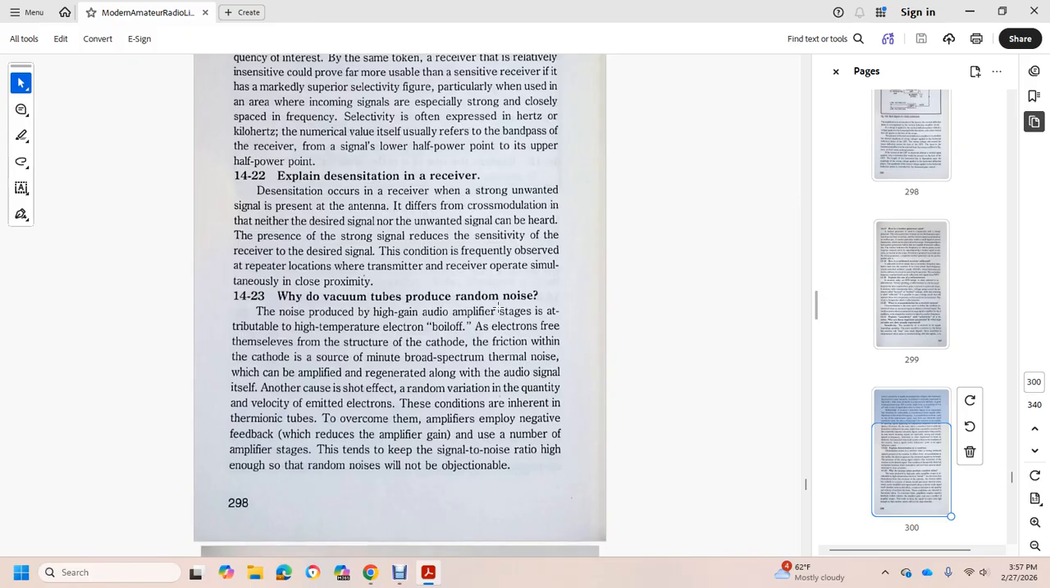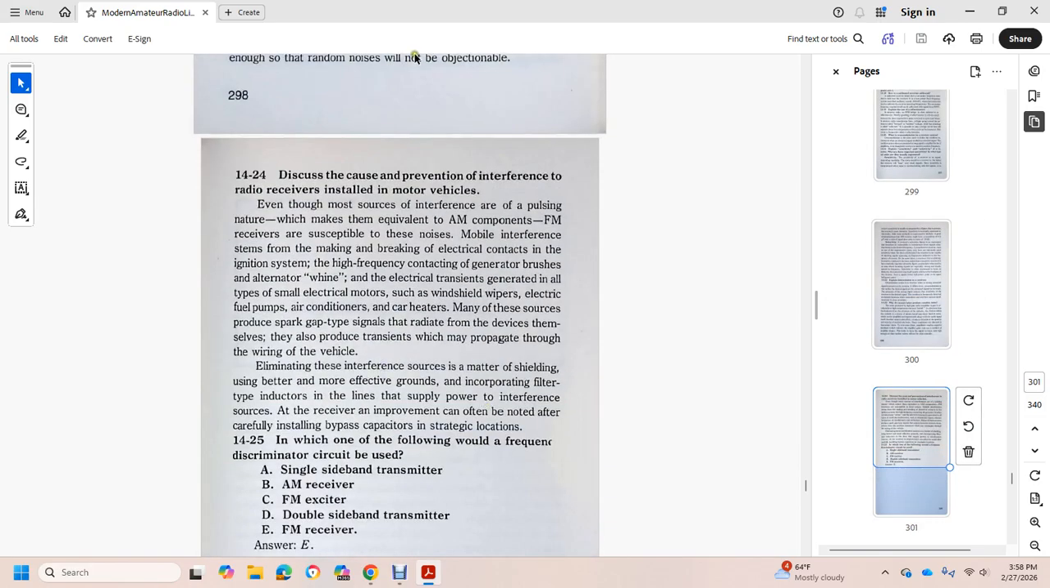Why do vacuum tubes produce random noise? The noise produced in a high gain audio amplifier is attributed to the high temperature electron boil-off, with electrons freeing themselves from the cathode, producing a minute broad spectrum thermal noise which can be amplified along with the desired signal. Another cause is the shot effect, the variation in the quantity and velocity of the emitted electrons in the thermionic tube. Amplifiers employ negative feedback to reduce the gain, and the number of amplifier stages tends to keep the signal to noise ratio high enough to see the random noise without objection.